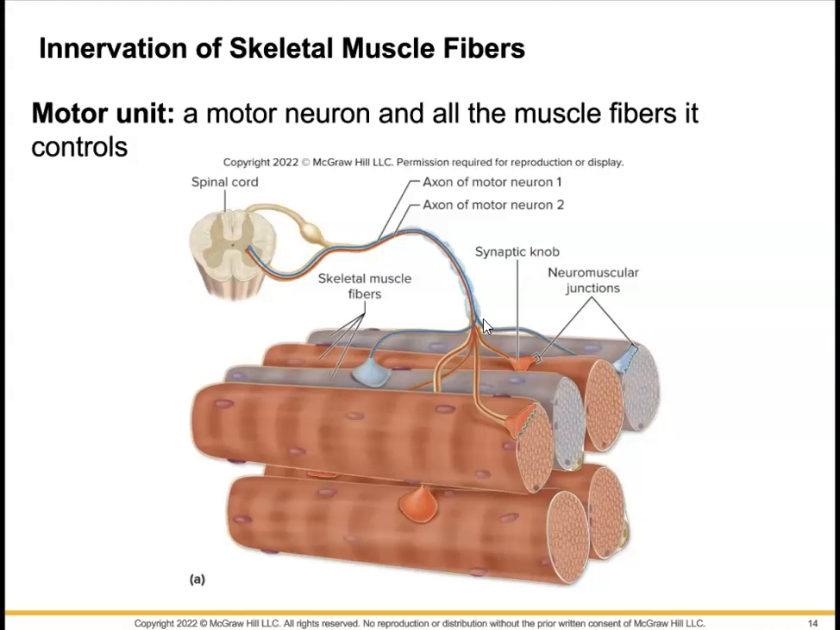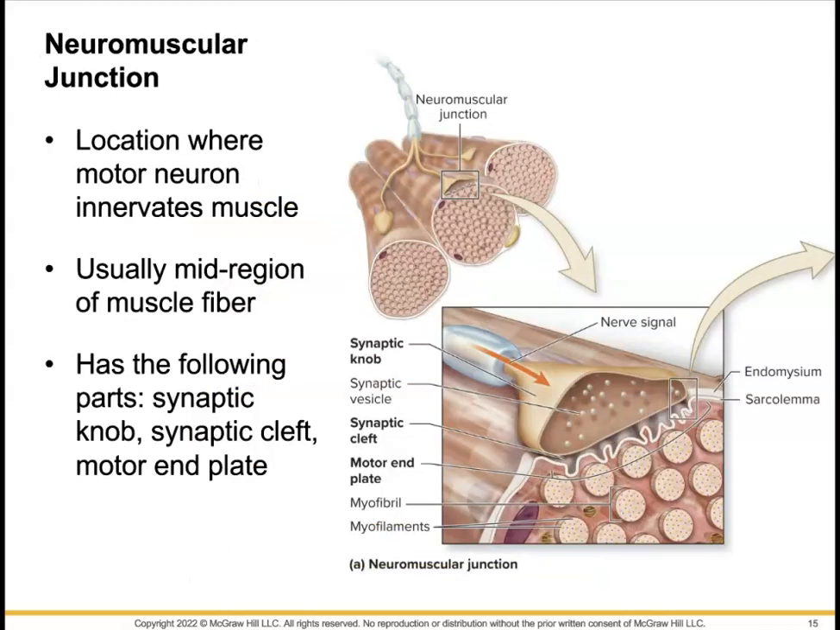For example, motor neurons that innervate your eye muscles are small because greater control is needed to move the eye. In contrast, a motor neuron that controls several thousand skeletal muscle fibers is in the power generating muscles in our lower limbs, our legs. That requires more power but less control. So again, a motor unit is a single motor neuron and all of the muscle fibers it controls. Again, remember, a muscle fiber is a muscle cell.